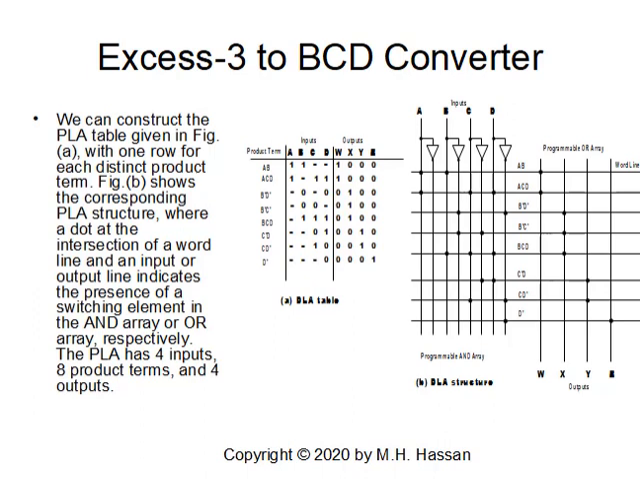So from this data, once we have W, X, Y, Z, we can construct the PLA table given in figure A here. So we have the inputs A, B, C, D, and the outputs W, X, Y, Z. So we look at each product term. For instance, when we have D', the last one, A, B, and C are not connected, so we put dashes. For D, we put 0 because it is complemented.